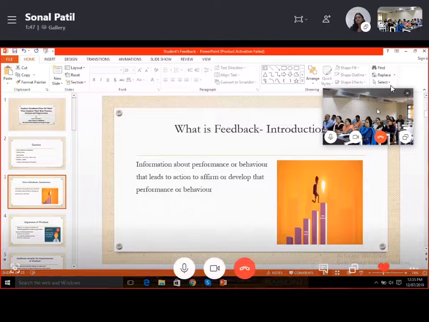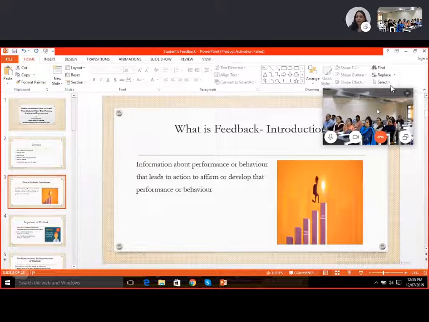So first of all, what is feedback? Feedback is nothing but the information about performance or behavior that leads to action to affirm or develop that performance or behavior. As we are dealing with the academic session, two parts are very important. Performance is how we are teaching and how students are getting from our knowledge. Behavior is, as everyone knows, that the teacher plays a vital role as a teacher as well as mentor, and that's why the behavior part is also important in feedback.